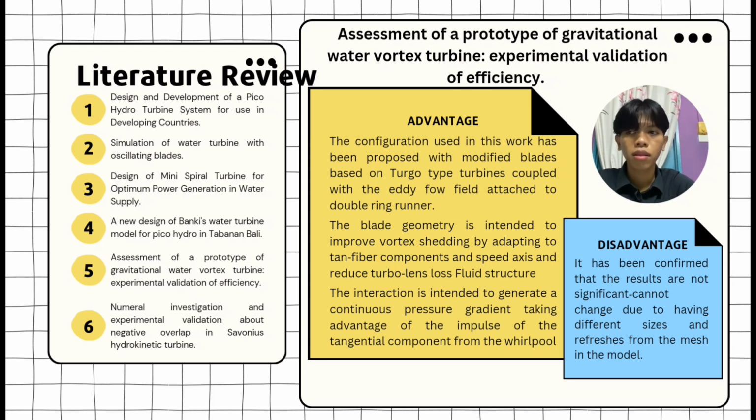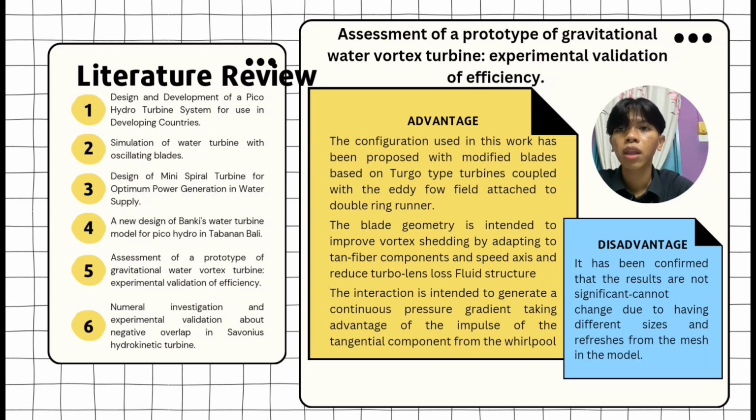We have 6 research, so we choose a 5th research, which is assessment of a prototype of gravitational water turbine, experimental validation of efficiency. So we can see their advantage and disadvantage.